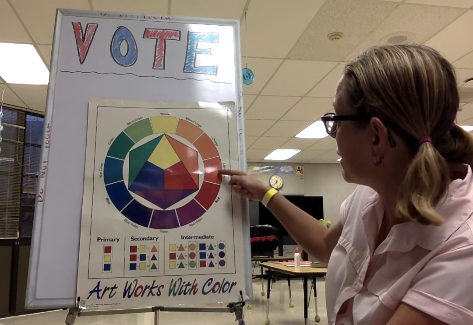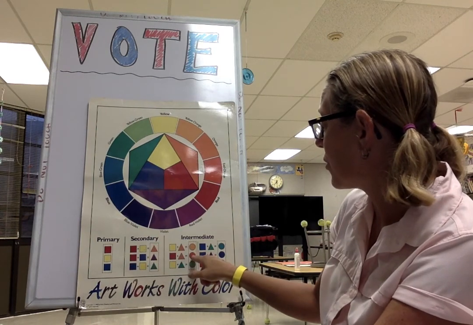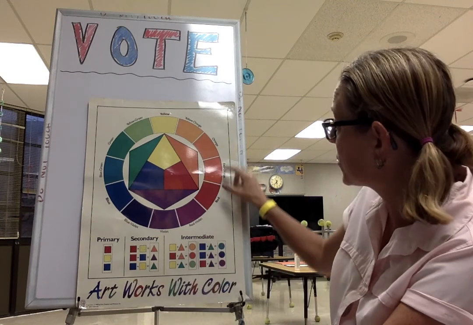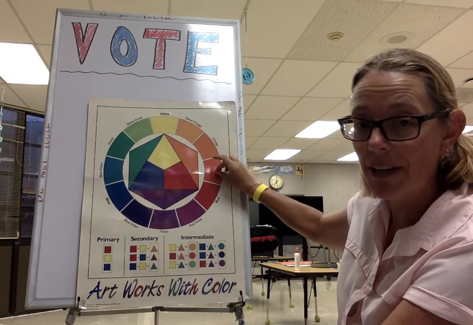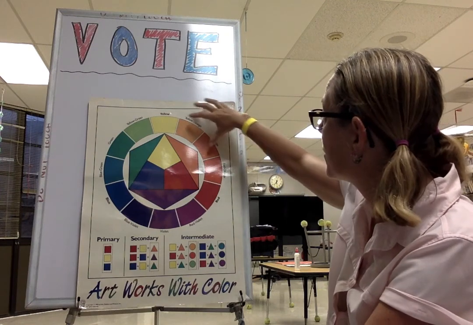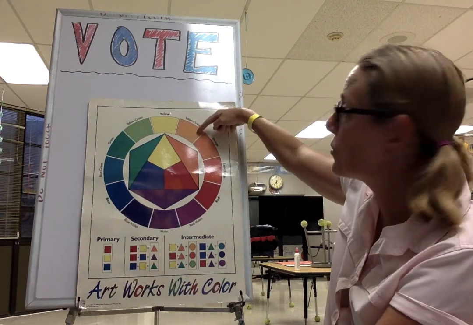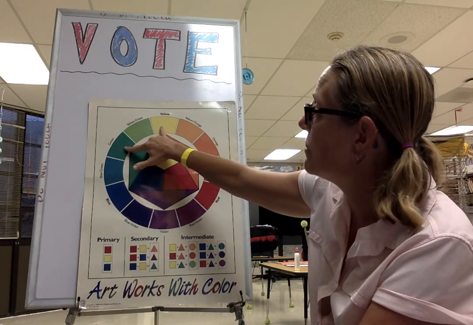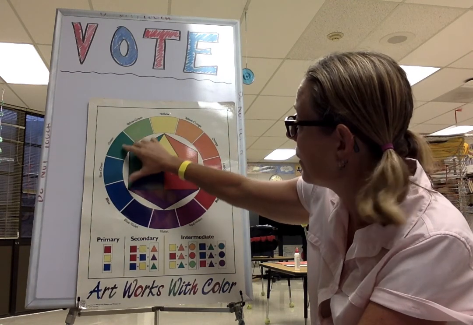Okay, so we have red, we have red-orange, we have orange, okay? Red-orange is always going to be in between red and orange because we use those two colors to make it, okay? Same thing with yellow-orange, it is always going to be between orange and yellow because we use orange and yellow to make it. Yellow-green is always going to be between green and yellow because we use those two colors to make it.